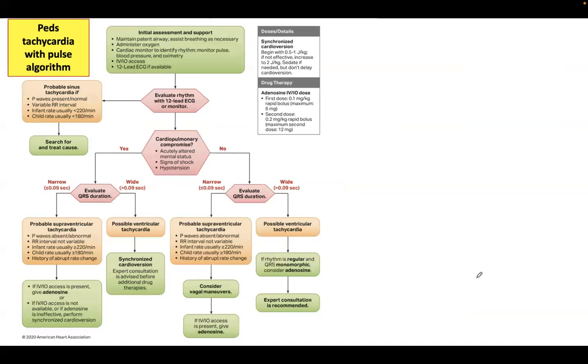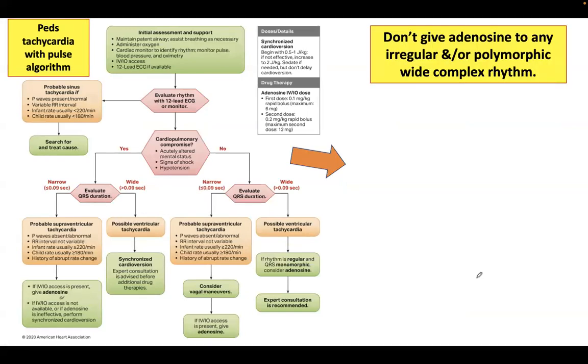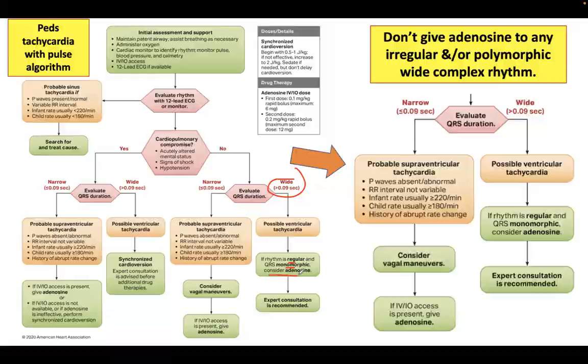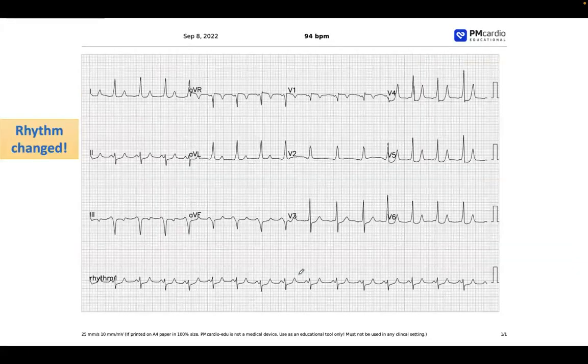And if you go to PALS and read carefully, if there's a wide QRS, consider adenosine if the rhythm is regular. So regular, monomorphic, you can give adenosine. Otherwise, don't give adenosine, okay? So you have to be careful. The patient was not cardioverted electrically, she just vomited and then the rhythm changed, okay? So she had her own vagal response. And this is what happened.